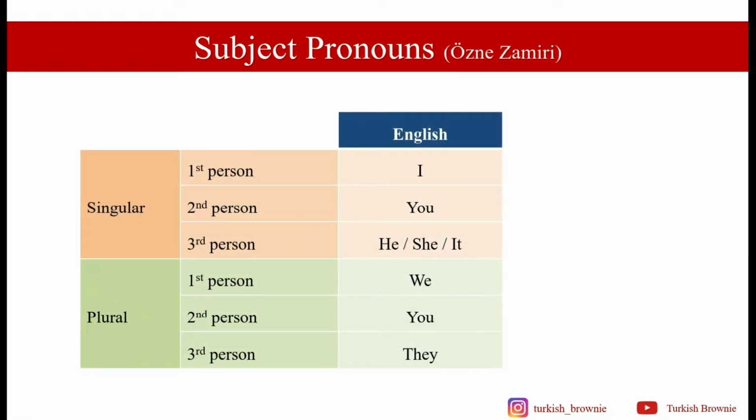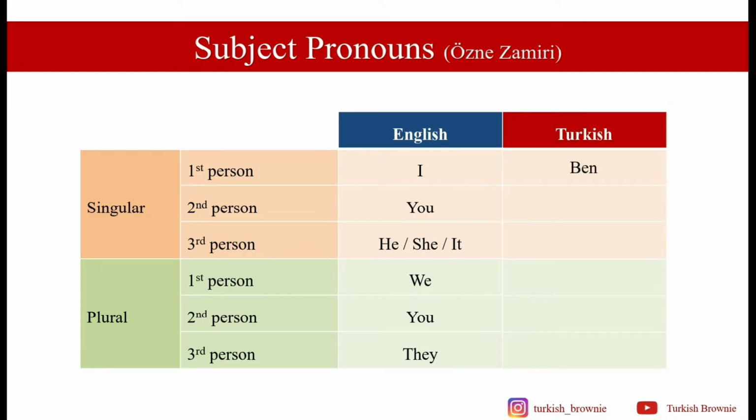So the Turkish word for the English subject pronoun I is ben. For you, it is sen. For he, she, and it, thankfully there are no separate words. The only word that's used for all three of them is o. For we, it is biz.